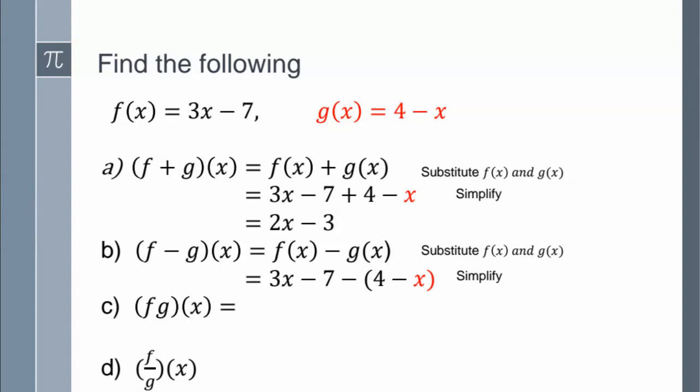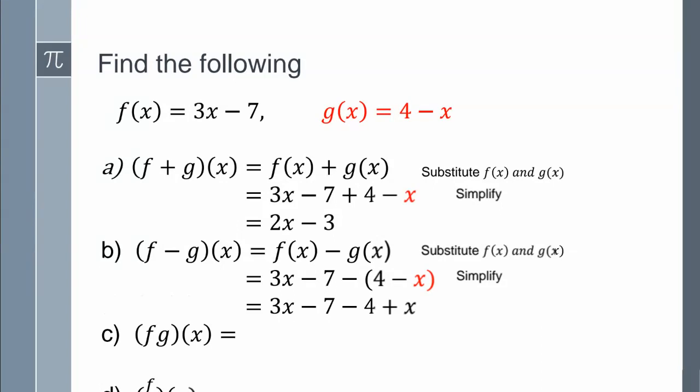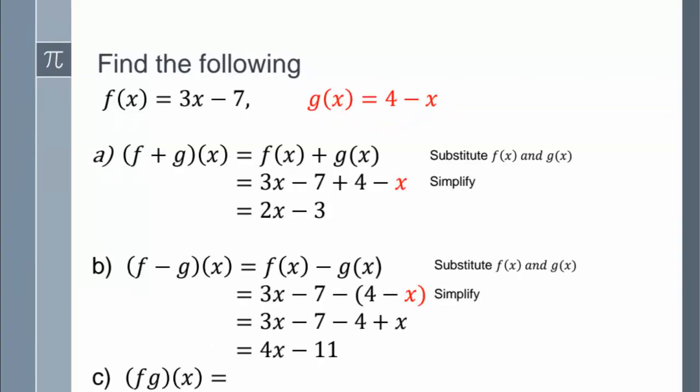All right, so let's go ahead and simplify. Let's distribute that negative, and that's going to give me minus 4. A negative with a negative is a positive, so that gives me plus x. Now I can combine my like terms again. 3x plus x is going to be the 4x, and the minus 7 with a minus 4 is going to give me the minus 11. So f minus g of x produces 4x minus 11.